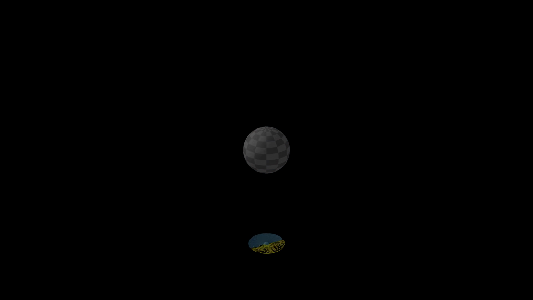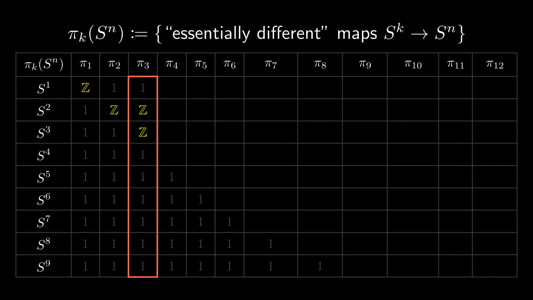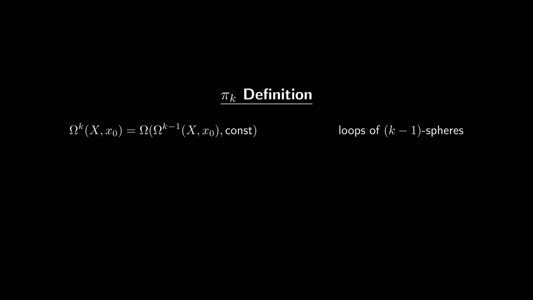With that, that's already pi3 of all the spheres. Pi3 of S3 and pi3 of S2 were both Z, and everything else was trivial. If you want to say that homotopy groups measure holes, it's pretty strange that S2 has this hole in the wrong dimension. You might have noticed the pattern, but to be explicit, we can define the kth homotopy group pi sub k using the k-fold loop space. The kth loop space is just iterating the loop space construction k times, which you can write recursively like this.